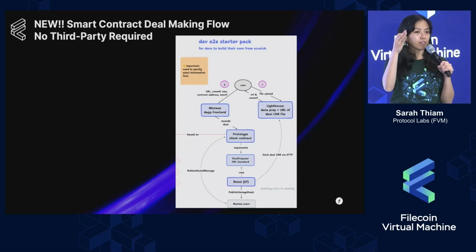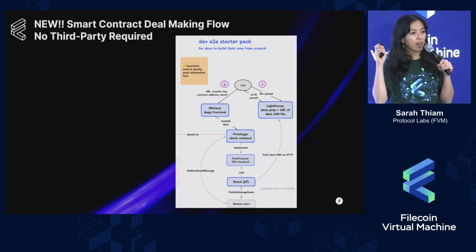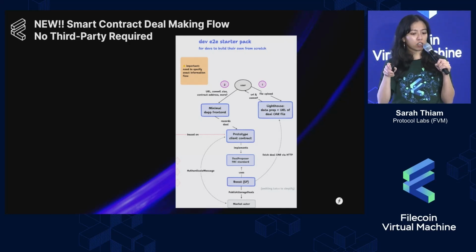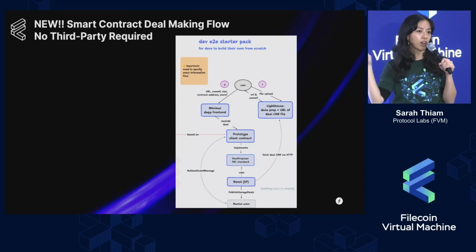Earlier I mentioned in the previous example, you have the user, you have the developer, you have the bounty hunter, and then you have the storage provider. In this case, you will only have to put it into a smart contract, and the smart contract will go make the deal with the storage provider themselves.